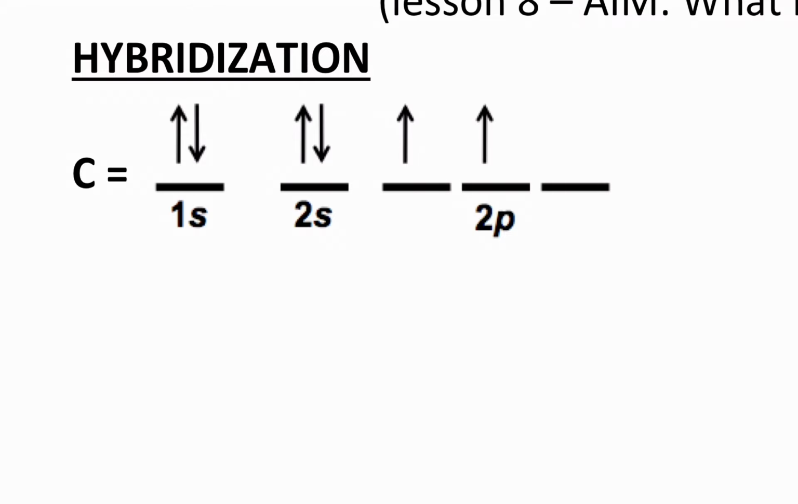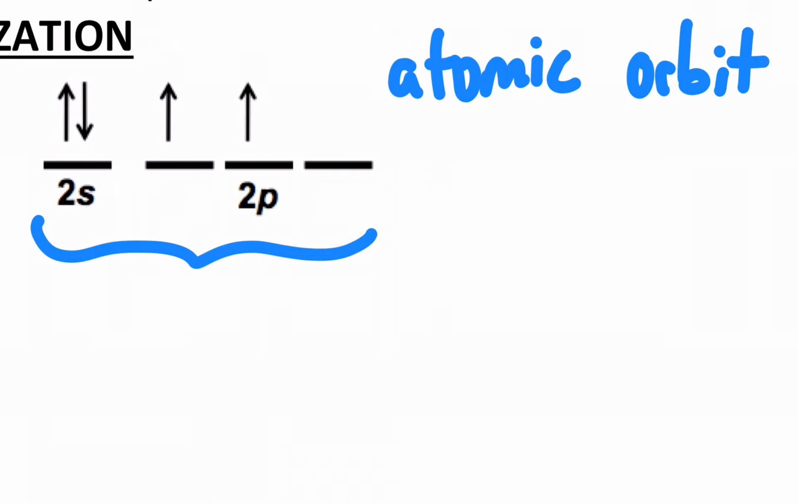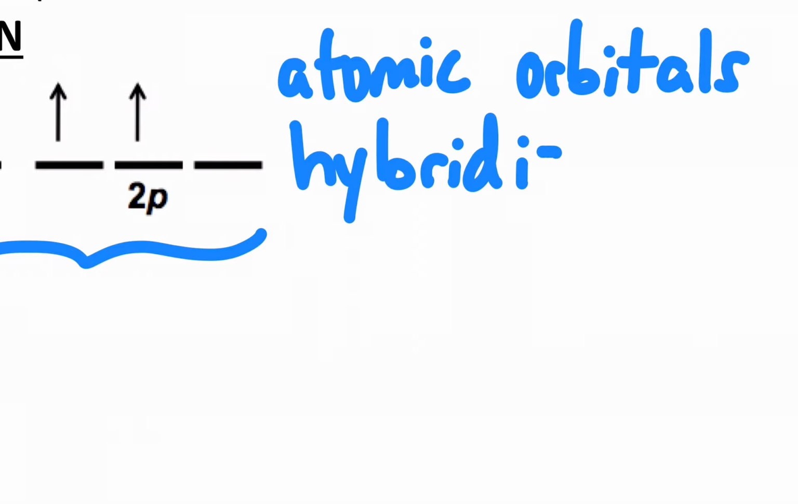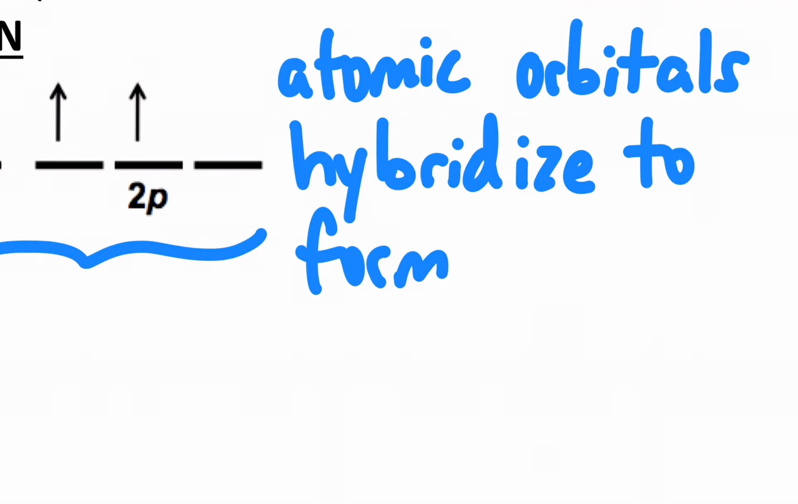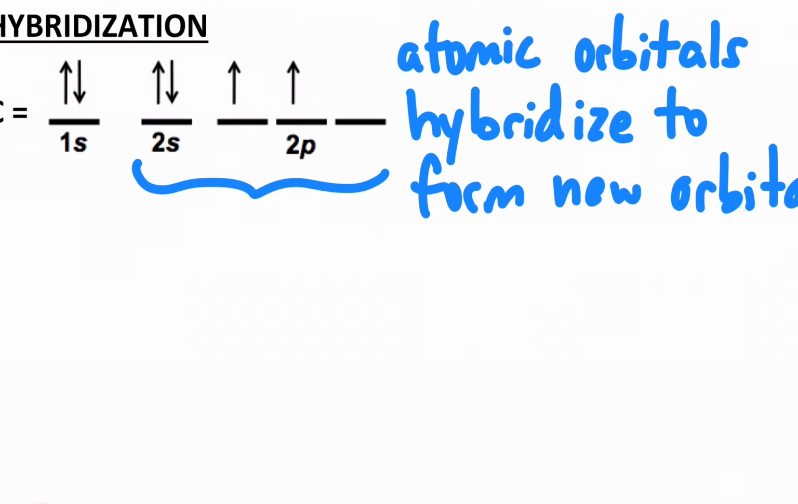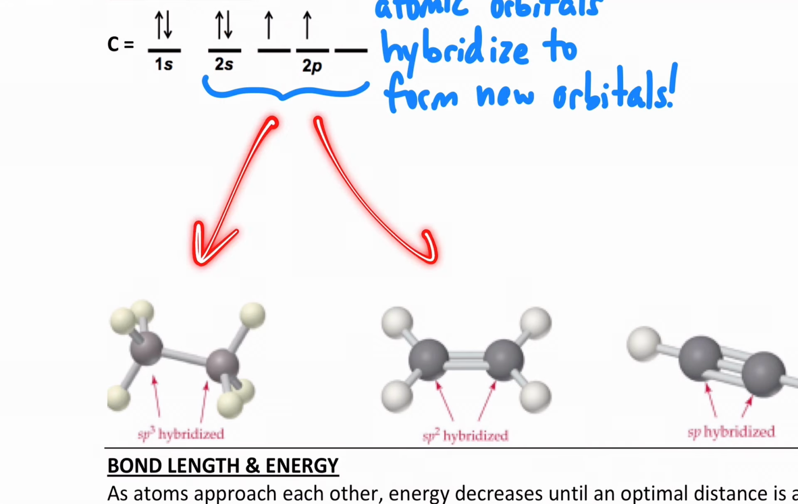but we know that it forms 4 bonds. So it's been proposed that the valence orbitals of carbon hybridize, that the atomic orbitals hybridize to form new orbitals. And this is a theory we use to explain the observation. So if we have these 4 orbitals, the 1 2s orbital and the 3 2p orbitals, we can combine them in different ways and get 3 different possible hybridizations out of this.